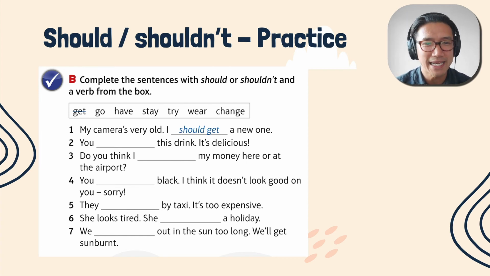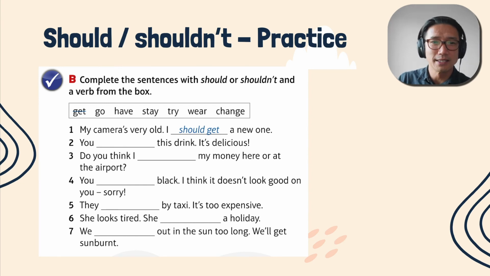Anyways, number 1, my camera's very old. I should get a new one. You should. Number 2, you blank this drink. It's delicious. Number 3, do you think I blank my money here or at the airport? 4, you blank black. I think it doesn't look good on you. Sorry. 5, they blank by taxi. It's too expensive. 6, she looks tired. She blank holiday. Number 7, we blank out in the sun too long. We'll get sunburnt. Of course you will.